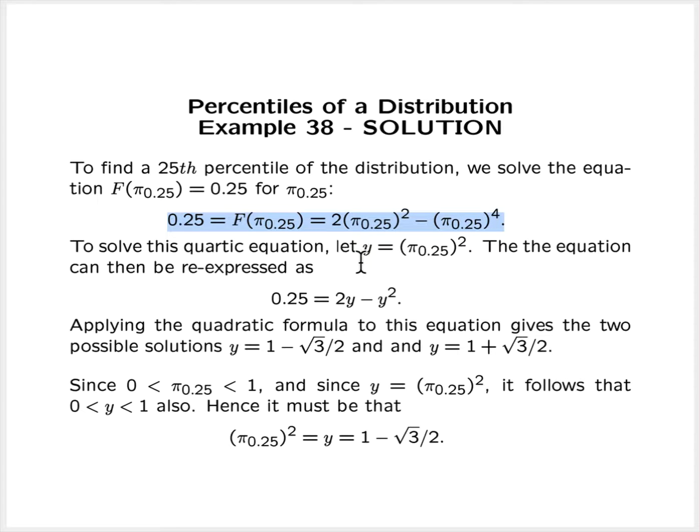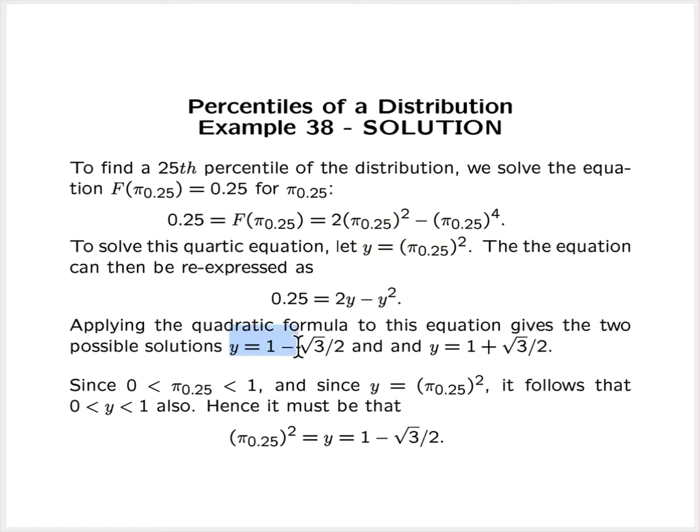And so again, we're going to use the same trick. We're going to let y denote the squared value of this 25th percentile, pi sub 0.25. When we do that, we can re-express this equation as a quadratic equation, which we can then apply the quadratic formula to find values of y that would satisfy this equation. Because it's quadratic, there are 2 potential solutions. There are 2 mathematical solutions, and it's going to turn out again that only one of them is going to work for us in this context.